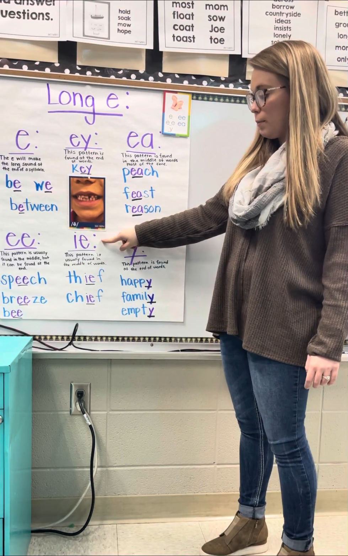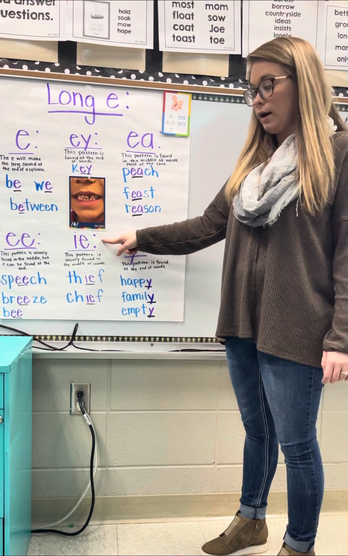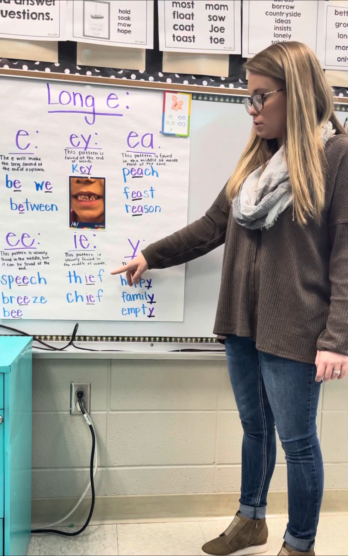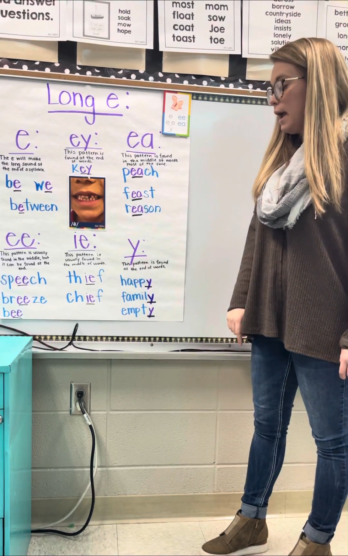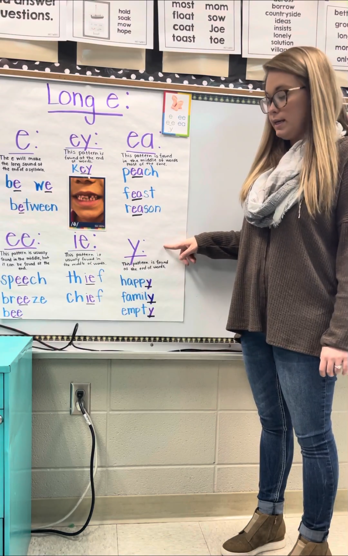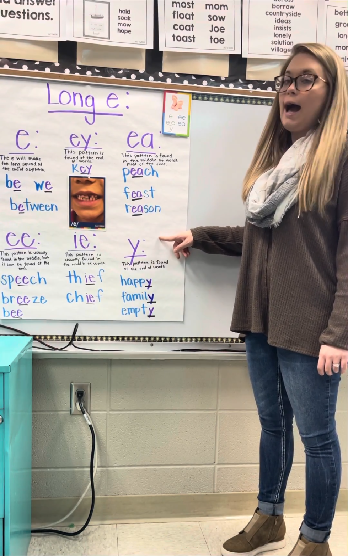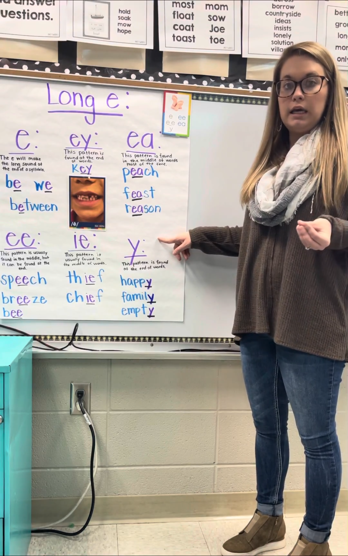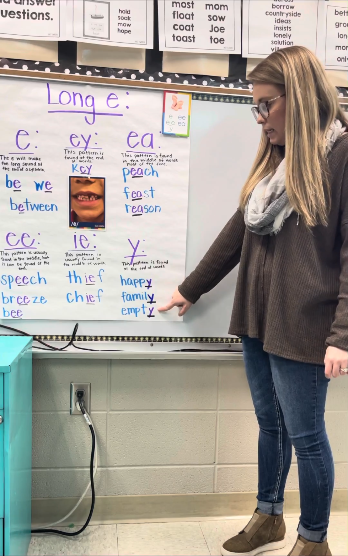Another pattern we're talking about is IE, and this pattern is usually found in the middle of a word, and some examples of that are the word thief and the word chief. And the last pattern that you'll be working with this week is Y at the end of words. So this is when Y acts as a vowel. It's going to make that long E vowel sound, like in the word happy, family, and empty.